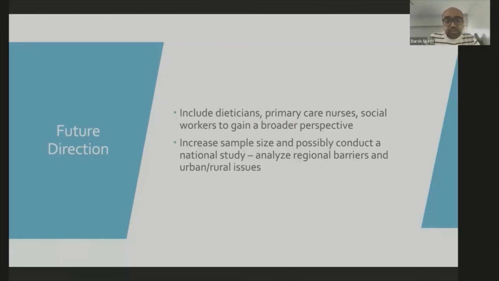And the other thing was to increase the sample size. Obviously, I only had 8 participants, so conducting a larger sample size with a study on a national level would actually help to analyze regional barriers, whether that be between Western Canada, Eastern Canada, Central, Ontario versus Quebec. That would help analyze regional barriers, and then the urban-rural divide, whether we can have studies comparing urban centers such as Winnipeg to smaller centers such as Thompson in Manitoba. That would actually help identify different barriers to implementation in urban and rural settings.